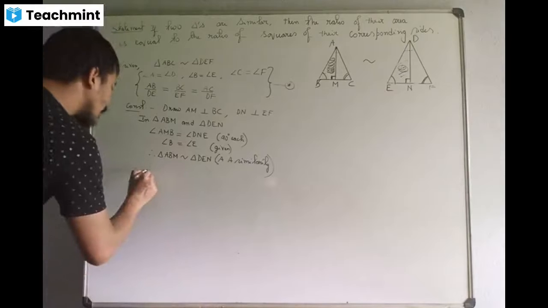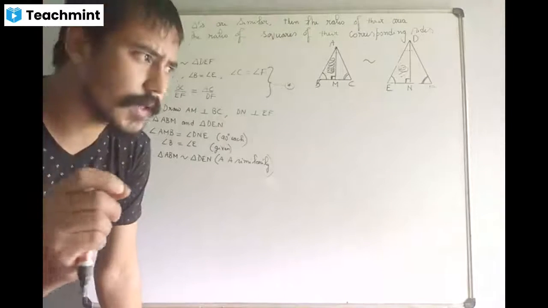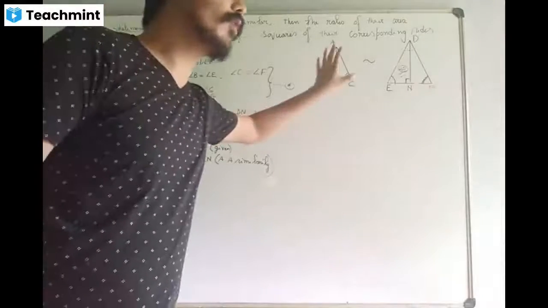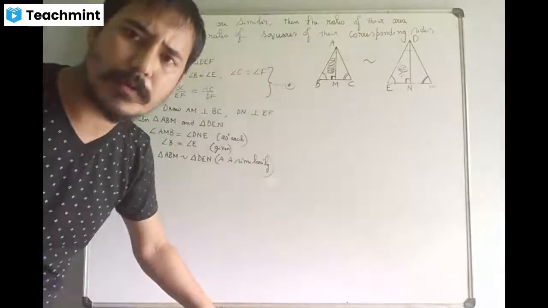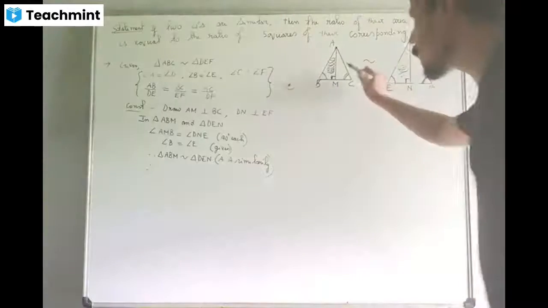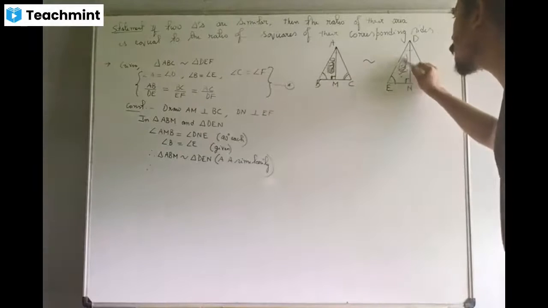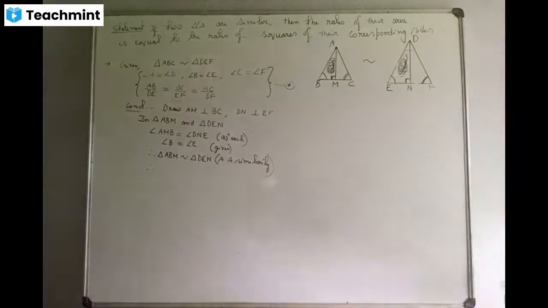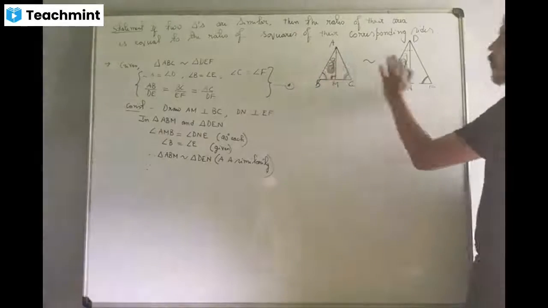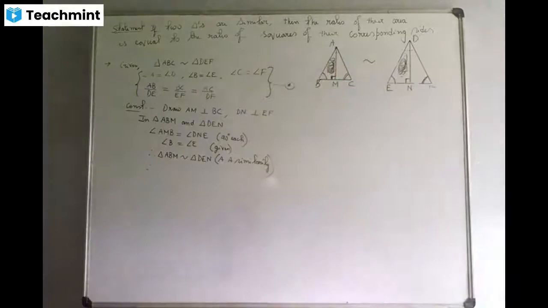Now you see, class, what did I tell you? If two triangles are similar, then what happens? The ratio of their corresponding sides will be in proportion. Since we have already proved that this triangle ABM is similar to this triangle DEN, the ratio of their corresponding sides will be in proportion.